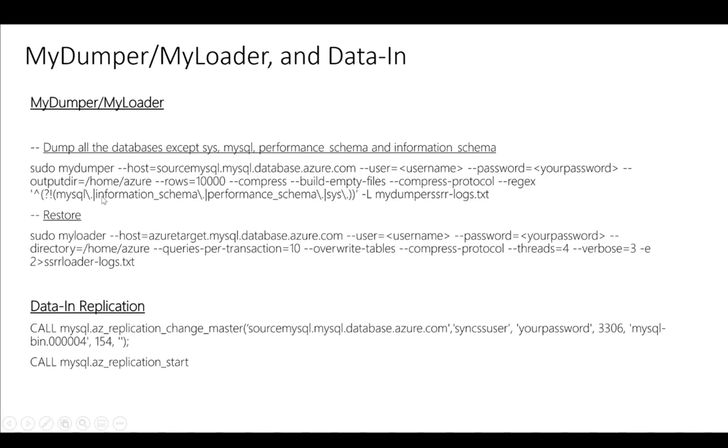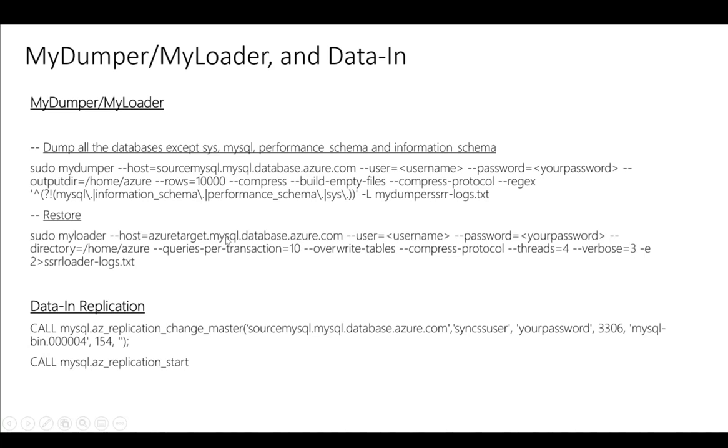And this is basically saying that we want to exclude mysql, information_schema, performance_schema, and sys. These are the 4 system databases which we don't need to migrate. So it will basically back up all the user databases, and then this is the restore command you can use to restore the backup from mydumper into Azure Database for MySQL.